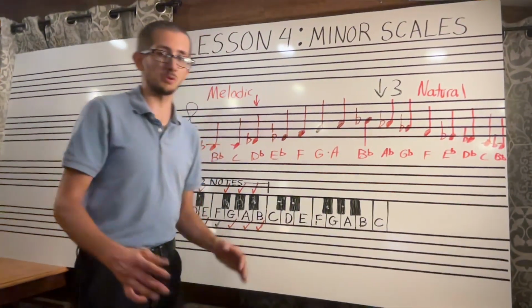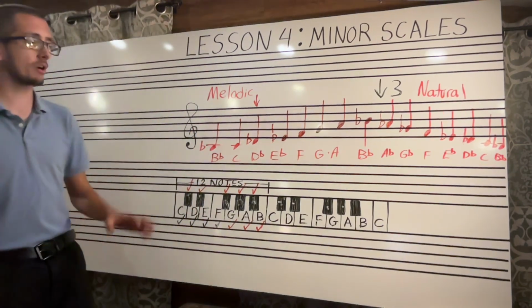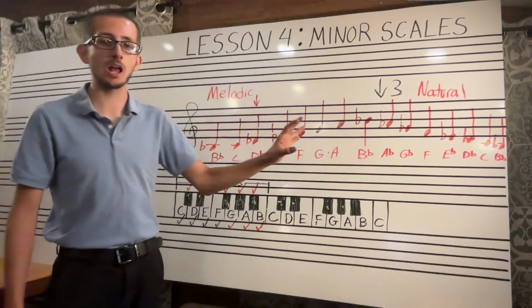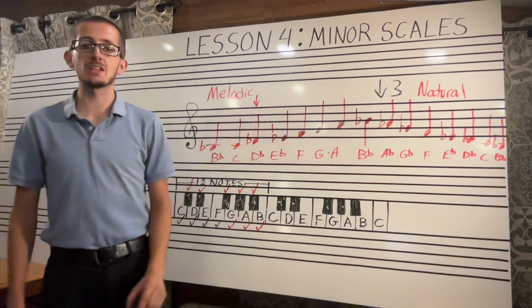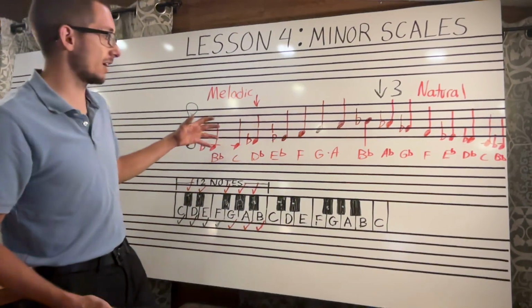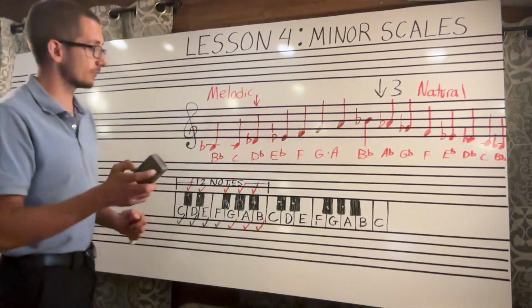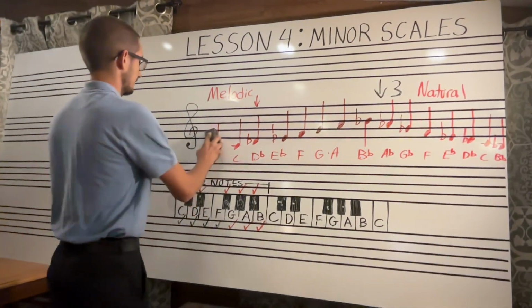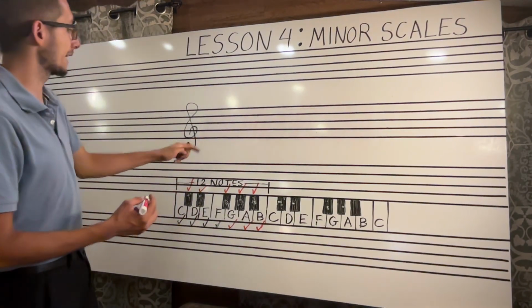So did you hear how it was different on the way back down than it was on the way up? Let's go over one more example of a melodic minor scale, just because this one is a little bit more advanced than the others. Not much to it because we've already talked about the natural minor scale, but let's just give one more example of this. Let's do C melodic minor.